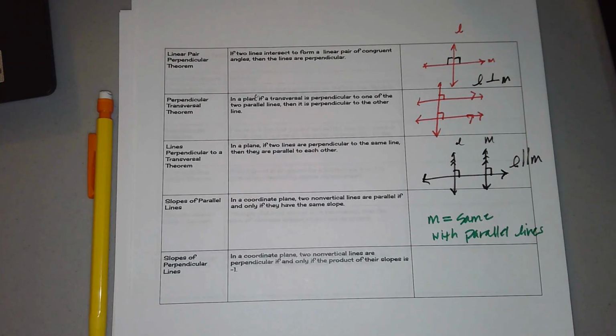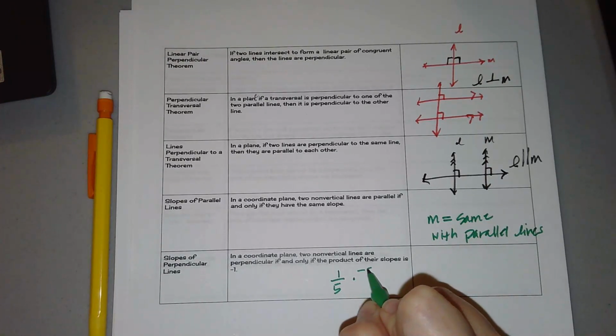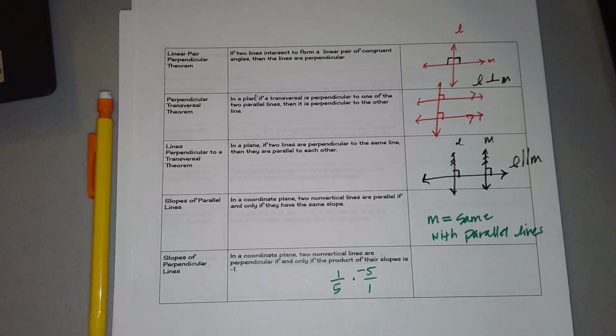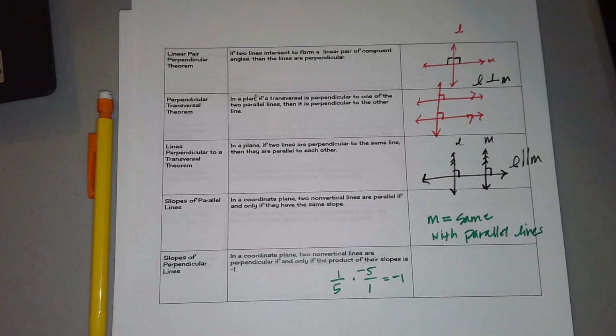I've always learned it where the slopes of perpendicular lines are opposite reciprocals of each other, which is essentially the same thing, right? If you took the reciprocal of 1/5, and then the opposite reciprocal of 1/5 would be -5/1, wouldn't you get this to equal -1? Yeah, you would. So anytime you multiply something by its opposite reciprocal, it's going to equal -1.